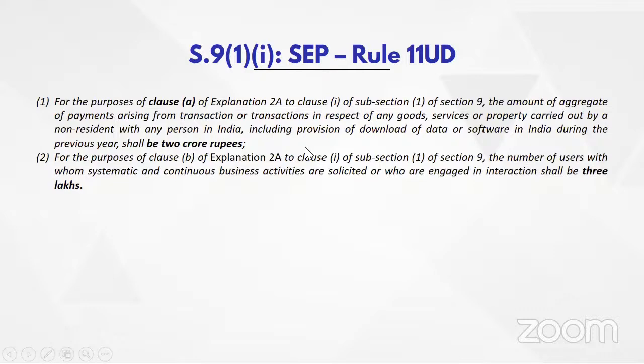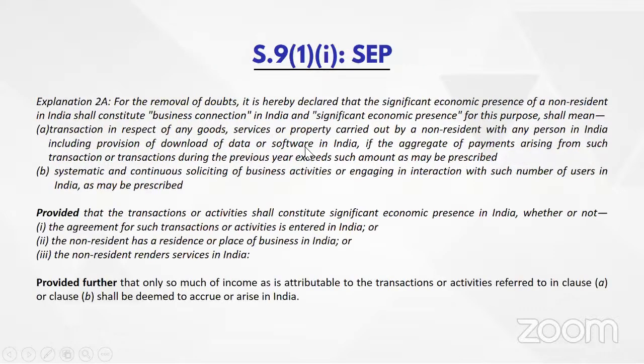It is given in Rule 11UD. Now, if the transaction value total is more than 2 crores, then it will form significant economic presence under Explanation 2A clause A. Now, this 2 crores, does it mean that if I am paying, let's say, a subscription charge of 5 lakh or 10 lakh, it is less than 2 crores, so it will not become SEP?